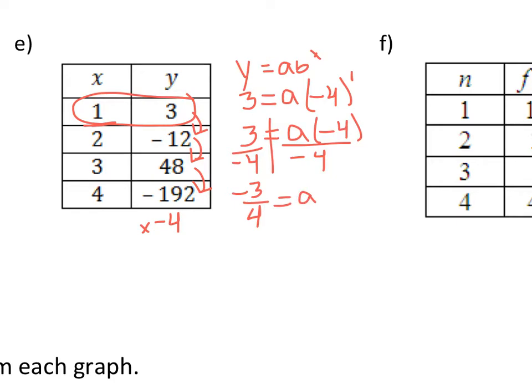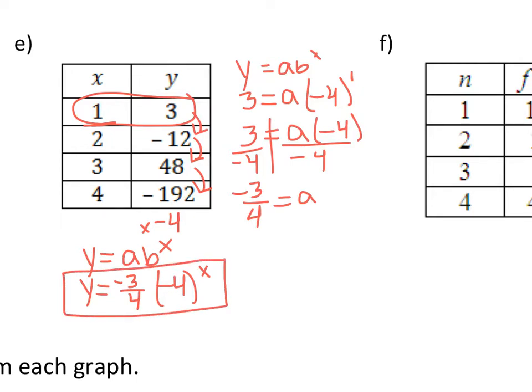To get a by itself, we're going to divide by negative 4, and I get my a value is negative 3/4. So again, using the standard form y equals ab to the x, I'm going to replace the a and the b. Y equals negative 3/4 times our b value to the x. You cannot multiply negative 3/4 and negative 4 because negative 4 is being brought to an exponent, so you would leave it just like that.